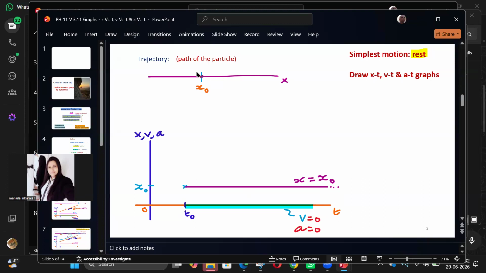And velocity is 0 because I'm not moving. So velocity is on the v equal to 0 line. Here the y-axis holds all three: x, v, and a. And acceleration is also 0 because velocity is not changing. Acceleration is how fast the velocity is changing. Velocity is not changing, so acceleration is also 0.